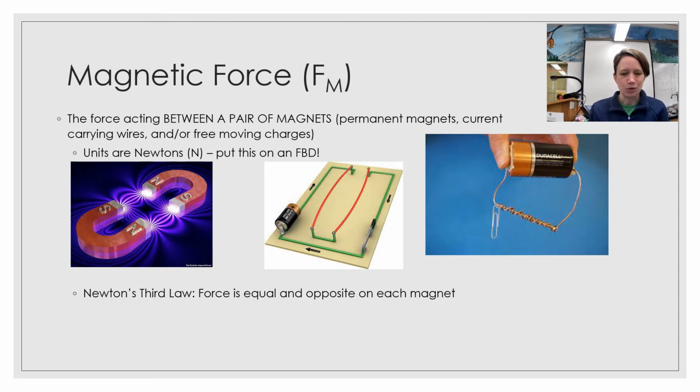A reminder, because it's always good to get these reminders, Newton's third law says that every force is equal and opposite on both objects. So whatever the two magnets are involved in your interaction, the magnetic force is going to be the same on each of them in opposite directions.